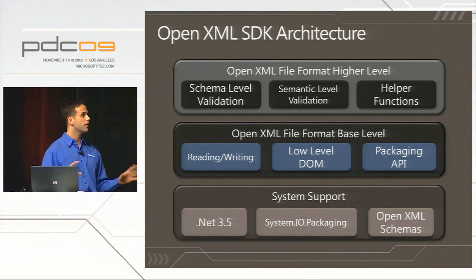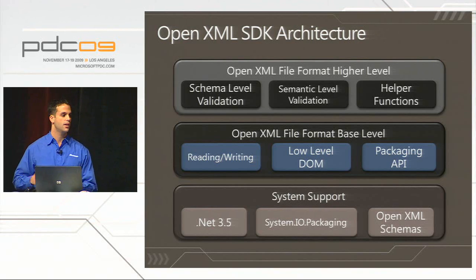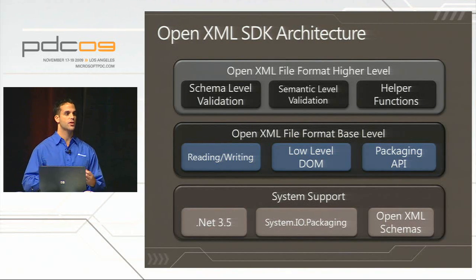Now, the base level layer is the main layer of the SDK. The first component is called the packaging API component, and that is basically V1. That allows you to create these packages and add and remove parts. All the rest of the components here are part of V2.